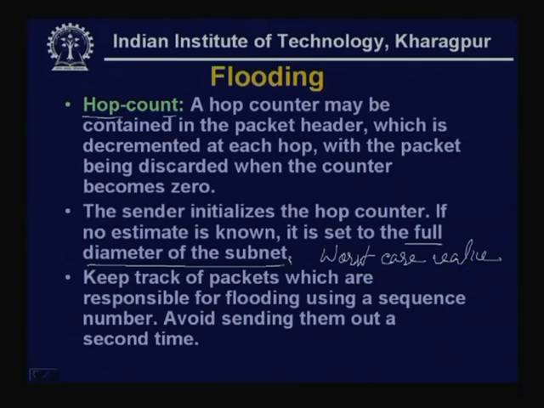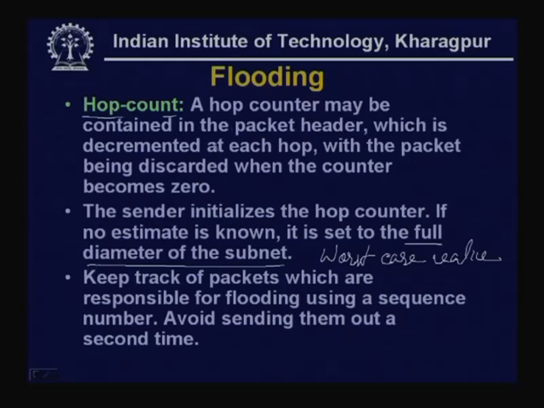So, if no other value is known and the counter is set with some worst case value, then after each hop that count value is decremented by 1, and whenever it becomes 0, that particular packet is discarded. It is no longer forwarded, and as a result, the number of packets will not increase alarmingly. So, this is a very important feature, and this hop count helps us to minimize the number of packets under flooding conditions.